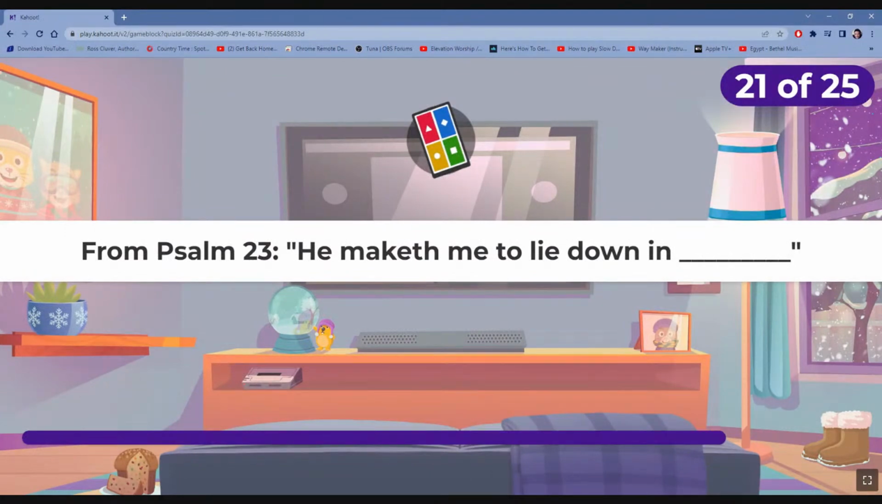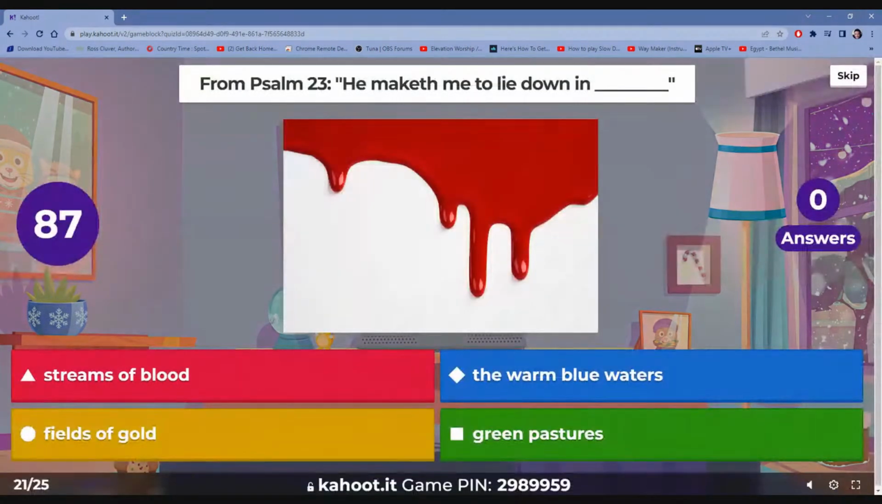From Psalm 23, He maketh me to lie down in blank. Red, streams of blood. Blue, the warm blue waters. Gold, fields of gold. Green, green pastures. I'm going to answer streams of blood because, of course, that has to be the right answer, because Rob put that as the graphic. It's not the right answer. It is most definitely, He maketh me to lie down in streams of blood. That doesn't sound pleasing.